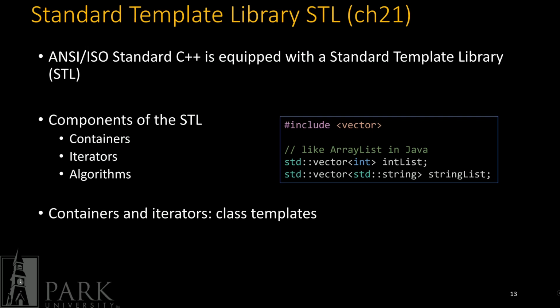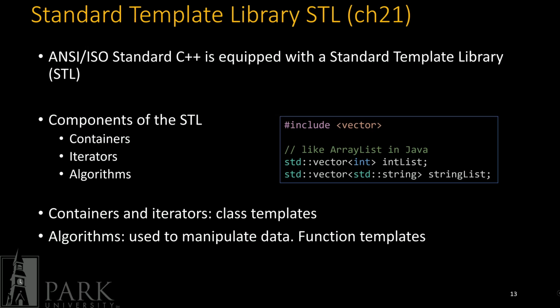The container works just like the ArrayList class in Java that you might be familiar with. You have to tell it what type you're passing in, and then you can declare your identifier, very similar to how it works in Java. The algorithms, on the other hand, are defined using function templates so that they can work with different data types.